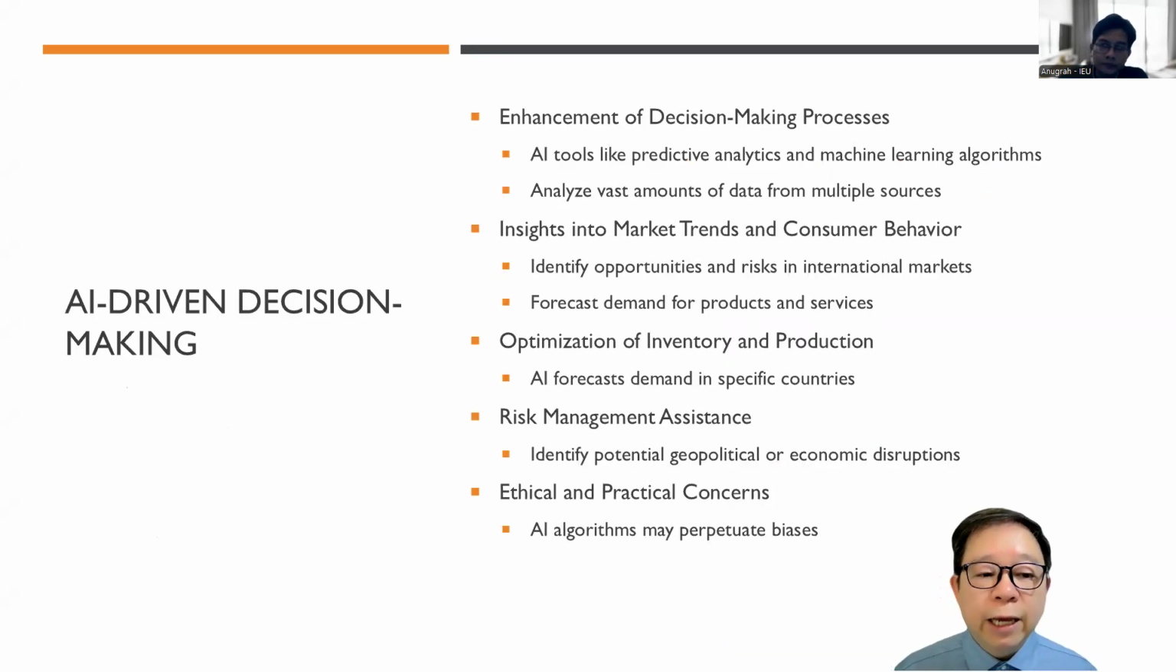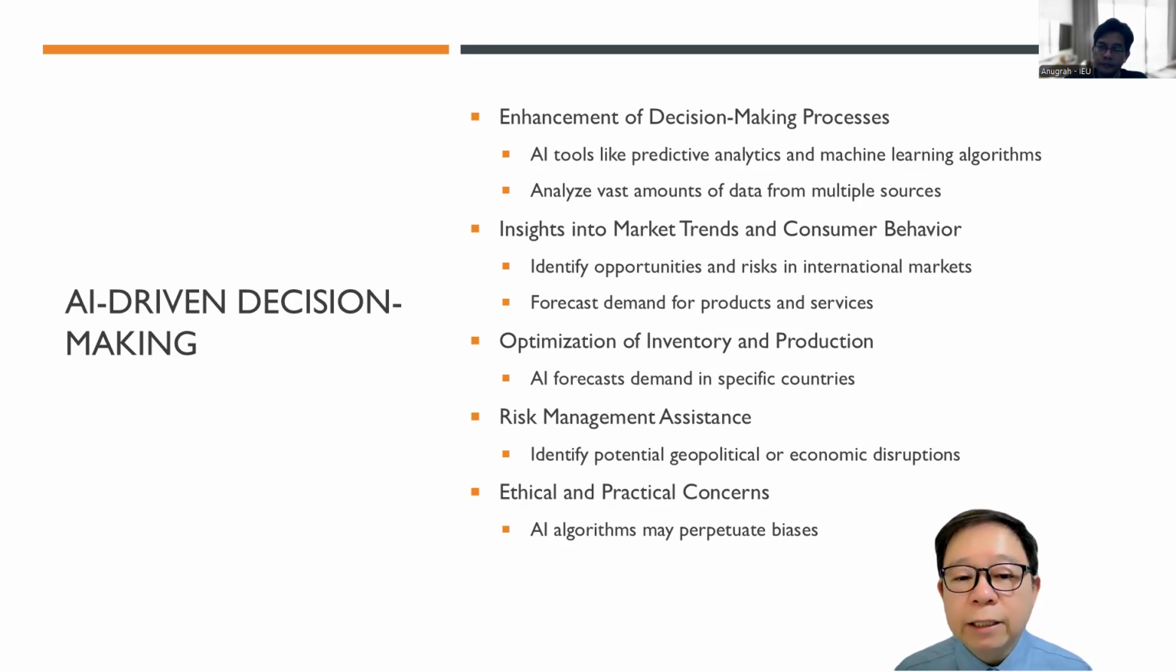So let's look at AI-driven decision making. We need technology now, especially AI, for the enhancement of the decision-making process. Actually, AI tools like predictive analytics and machine learning algorithms help us a lot. We can analyze huge or big data from multiple sources. Sometimes we want to have the full picture, right? We need to look at one single source, and we want to look at multiple sources.